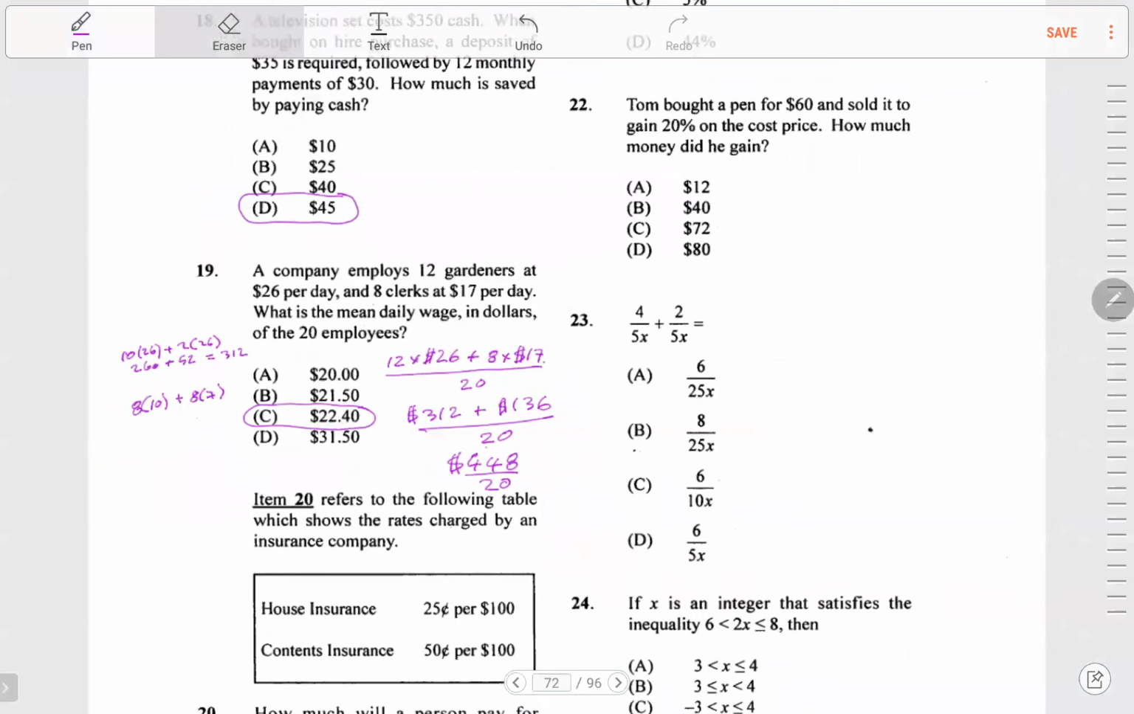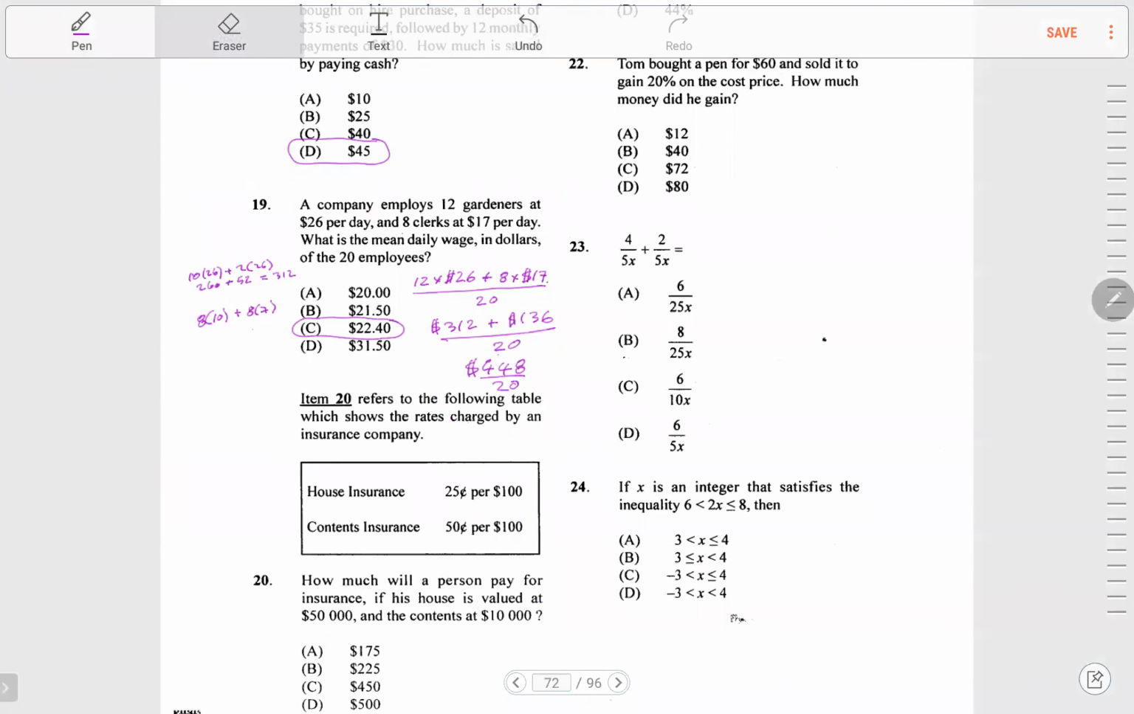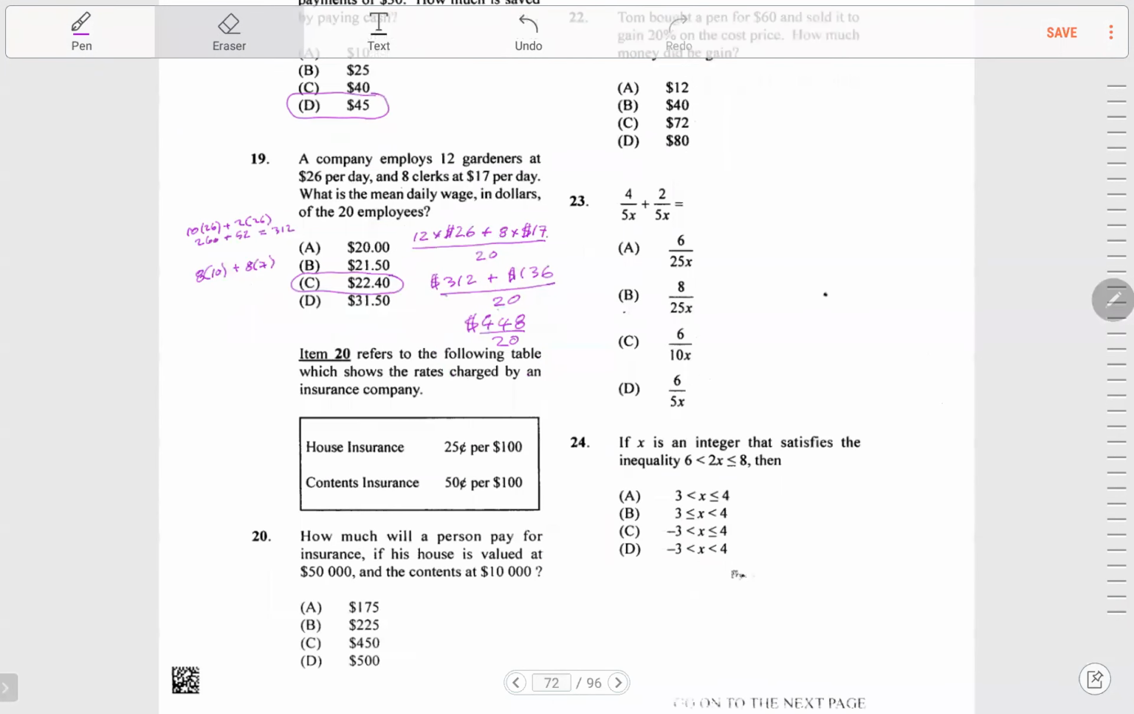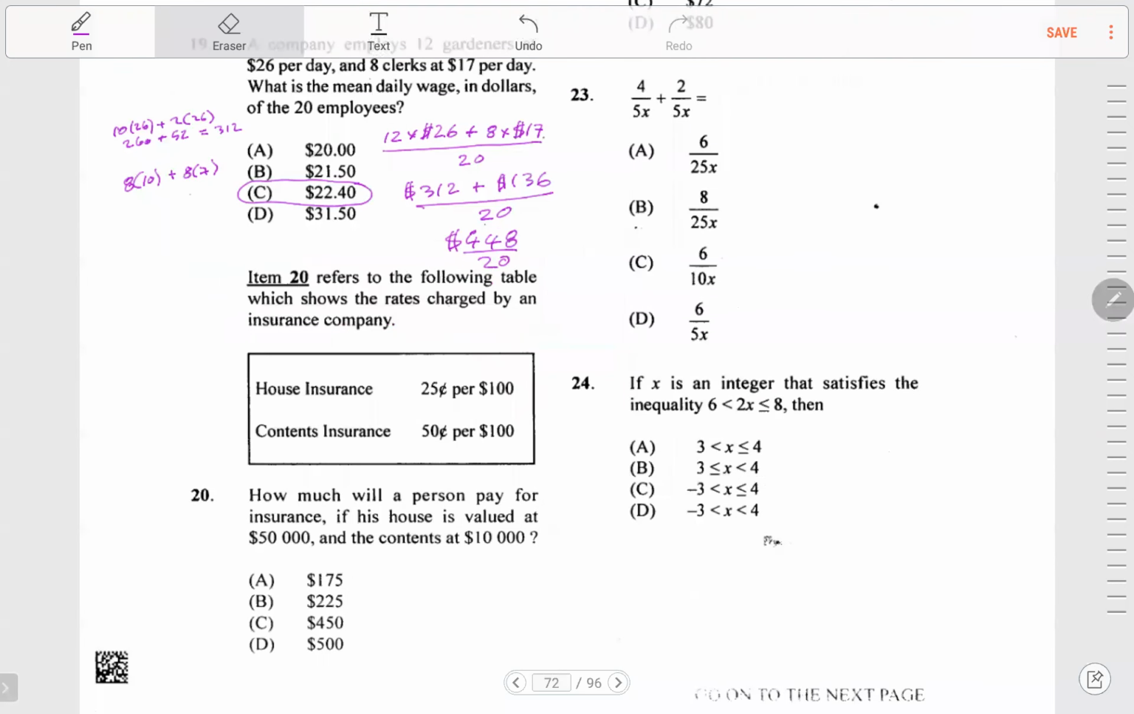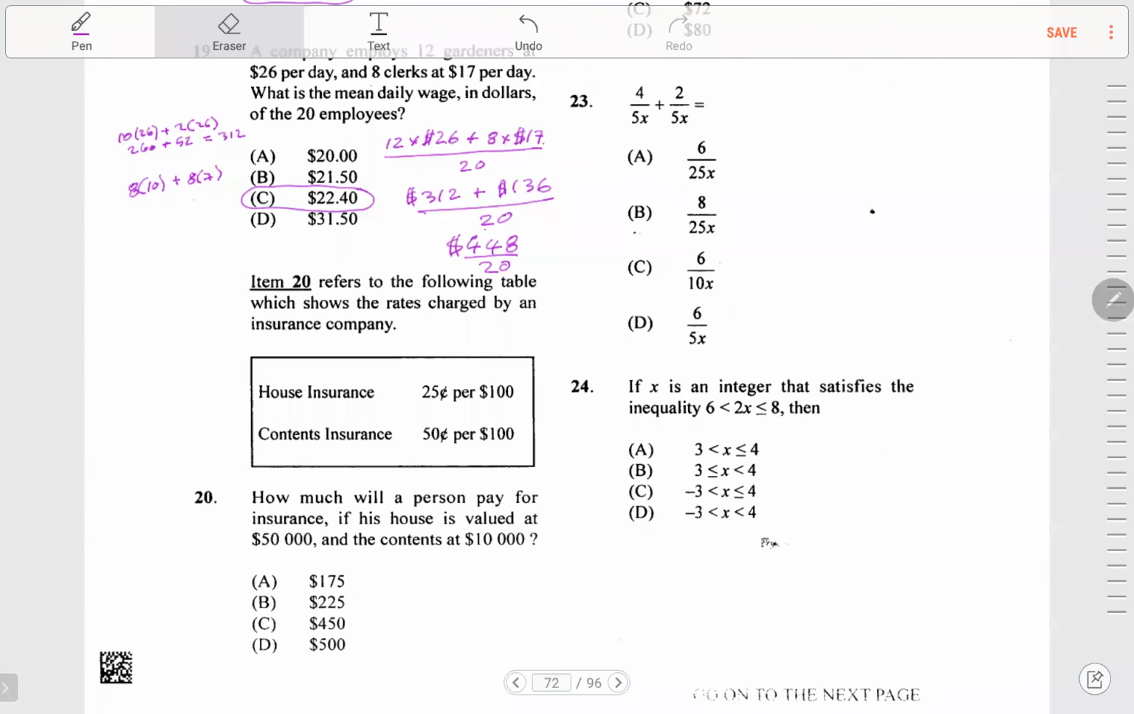Moving right along. This question says, item 20 refers to the table which shows the rates charged by an insurance company. 25 cents for every $100 is house insurance. 50 cents for every $100 is content insurance. How much will a person pay if his house is valued at $50,000 and the content is $10,000?